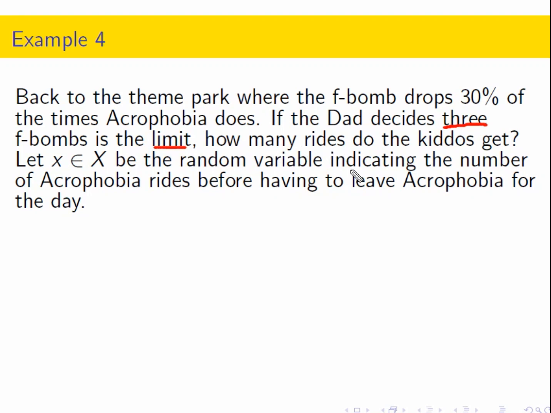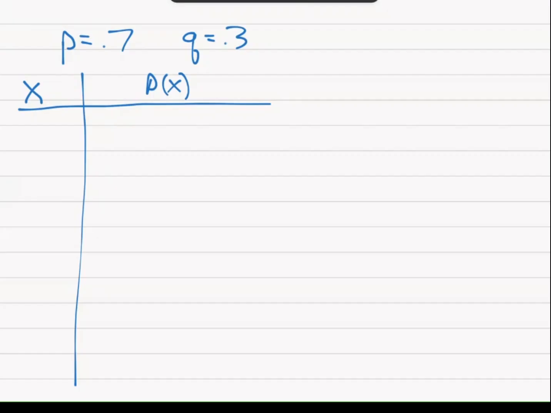So how many rides do the kiddos get? We're going to let the random variable x be the total number of rides, right? So if they had, let's just say, 5 clean rides and 3 F-bomb rides, that would be a total of 8. So x would be 8 in that instance. So let's think about what the variable x would look like. What values could x possibly take on?